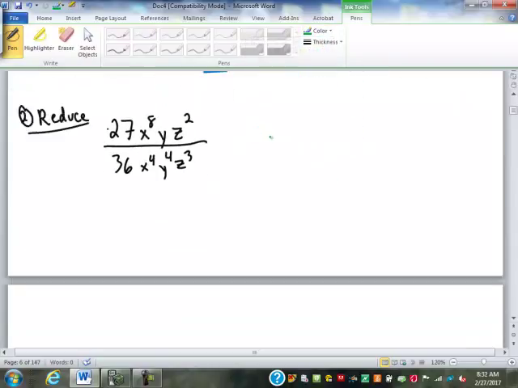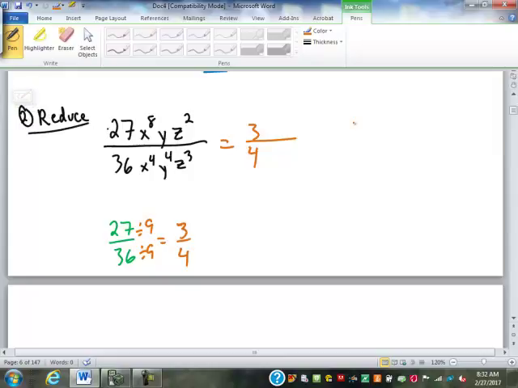This next one down here, reducing an algebraic fraction. Remember, the way we did it was we pull out the number and we just reduce the number. 27 and 36 can both be divided by what? 9. Very good. 27 divided by 9 is 3. And 36 divided by 9 is 4. So this is 3/4 here.